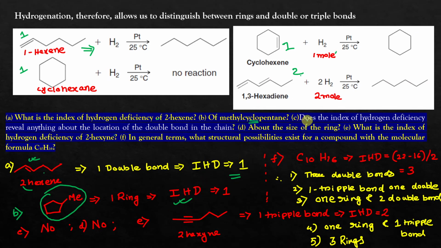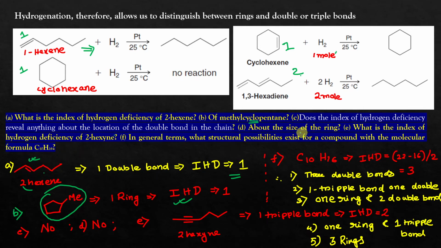The next question is, does the index of hydrogen deficiency reveal anything about the location of the double bond in the chain? The answer is no, because whether it is 2-hexene, 1-hexene, or 3-hexene, whatever it is, the IHD will be 1 only. So there is no way to differentiate between these compounds using this IHD parameter. That's why the IHD parameter cannot tell you the position of the double bond.